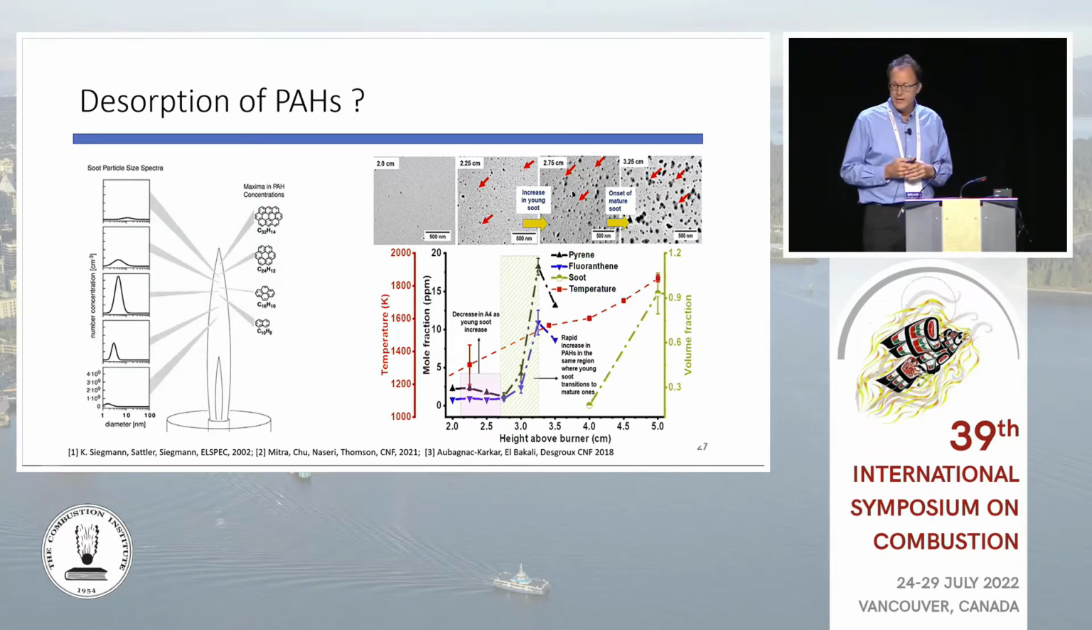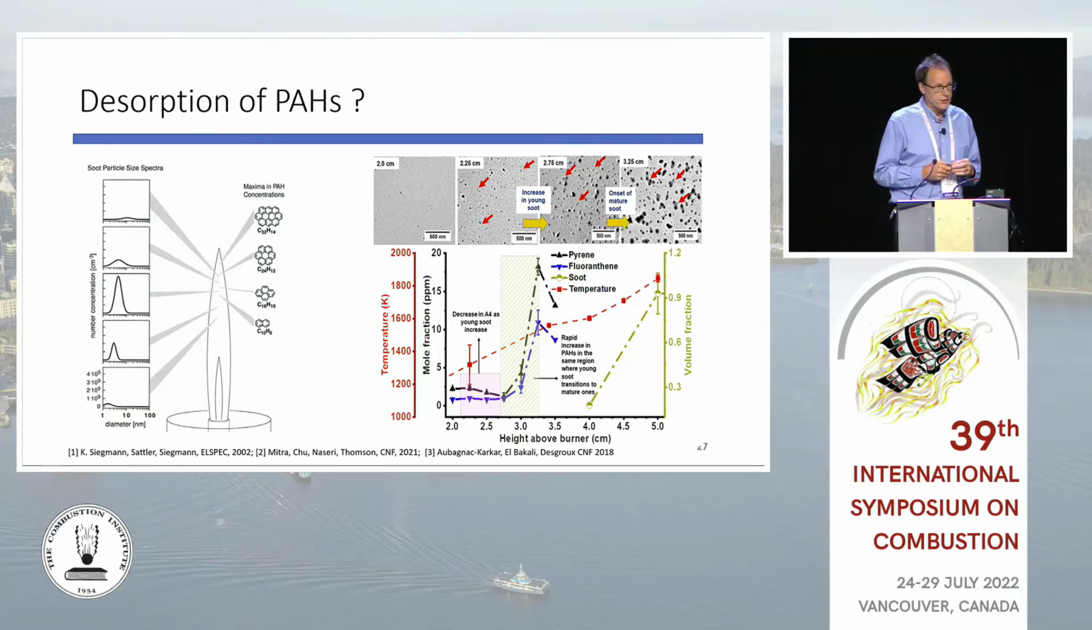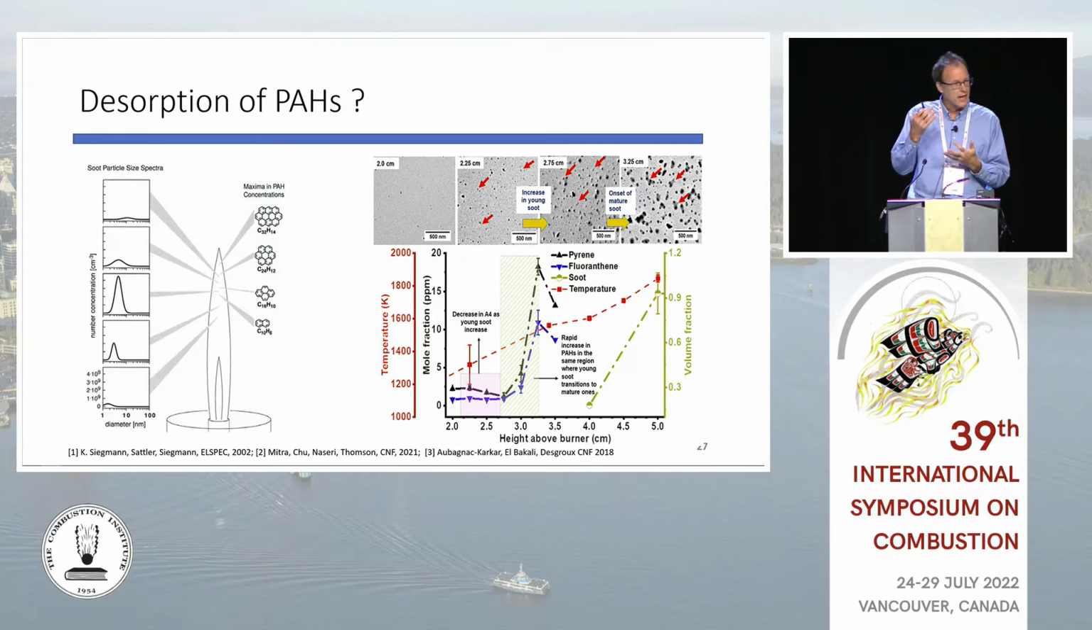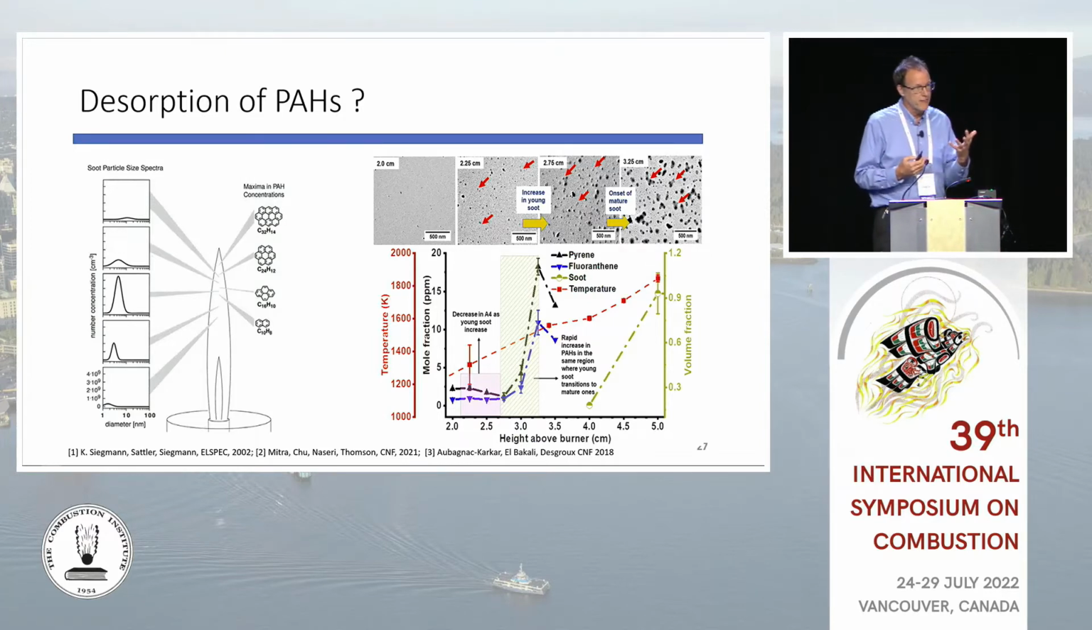One interesting question is, can you get desorption of PAHs from the surface? And Siegmann, quite a while ago, observed this, where he was seeing that his number of particles was going down, but the size of the particles was going up, and suggested that perhaps this is desorption of PAHs off the surface. We did some measurements recently, and we found that even though young soot was forming, our PAHs were increasing in concentration. And so it's an interesting question, not clear.